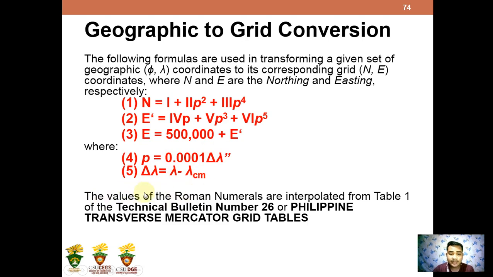And the values of these Roman numerals are interpolated or pwede po siya makuha diretso sa table 1 of the Technical Bulletin number 26 or the Philippine Transverse Mercator Grid Tables. So ma-research niyo sa class sa internet, ma-download na ninyo.